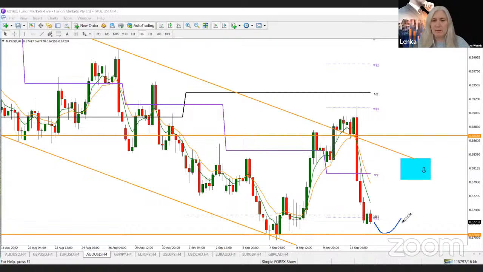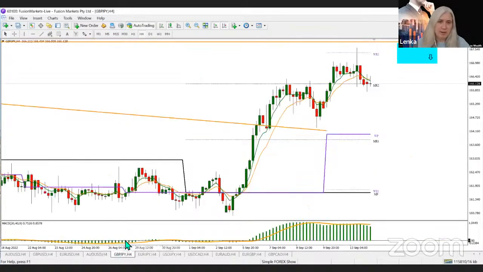If it does come around, then it might go back up to that top of the channel. But if it does come through, then we want to look for a retest of that level to go short. So I'm not really sure what is going to be happening there at the moment. We need a little bit more information.